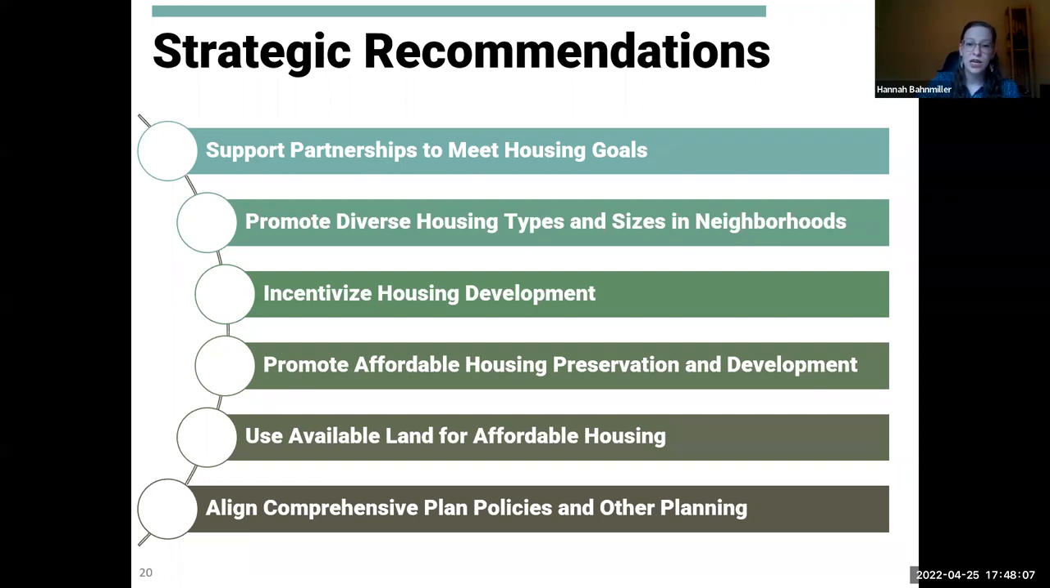Another important action that we have upcoming is the required update to the comprehensive plan. The update is an opportunity to reflect on and establish long-term goals to meet our identified housing needs and to ensure that values like reducing displacement and racial equity in housing are clearly stated.